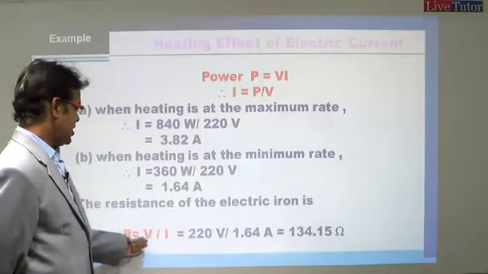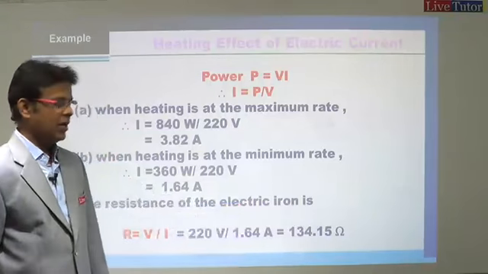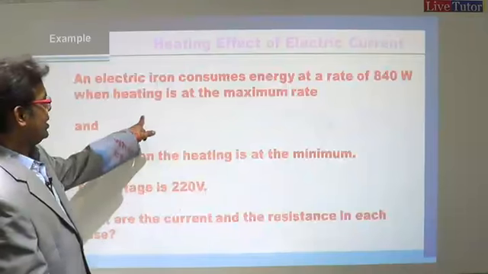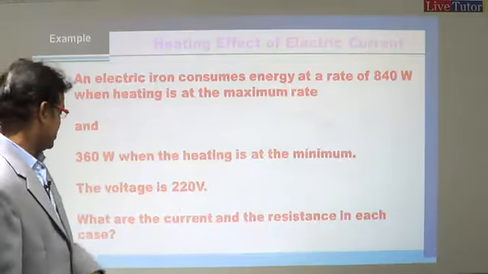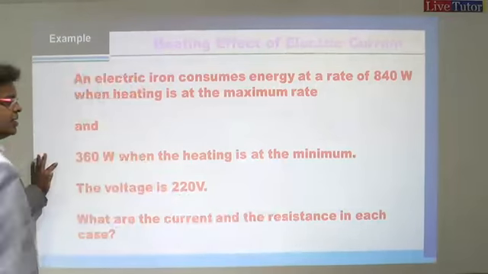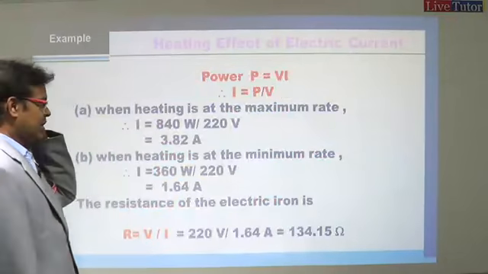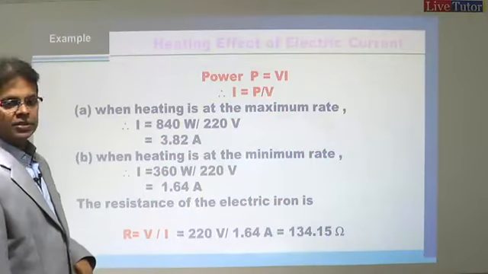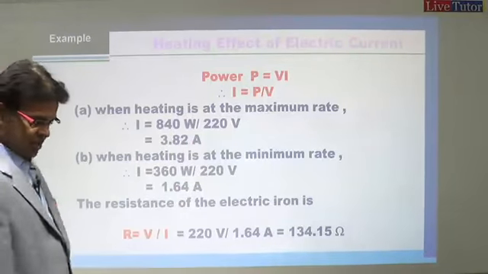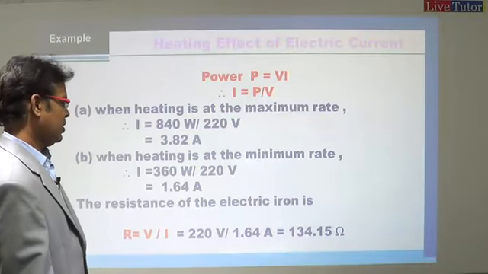Resistance is nothing but R is equal to V by I, 220 by 1.64, nothing but 134.15. Here, for calculating the current, in each case they are asking, what are the current and the resistance in each case? So what do we have to do? In both the cases we have to calculate, isn't it? For this current and voltage. So that is V by I, that is 134.15.